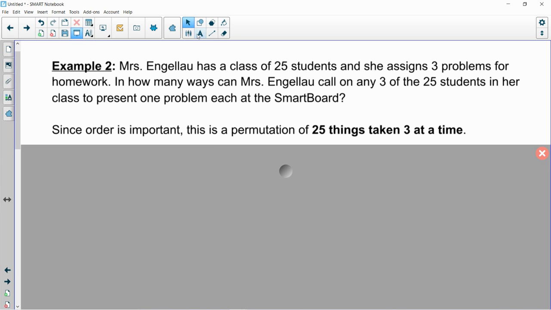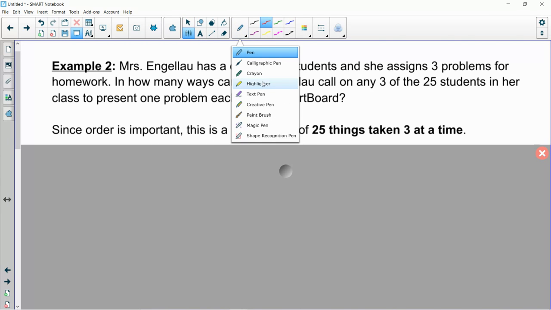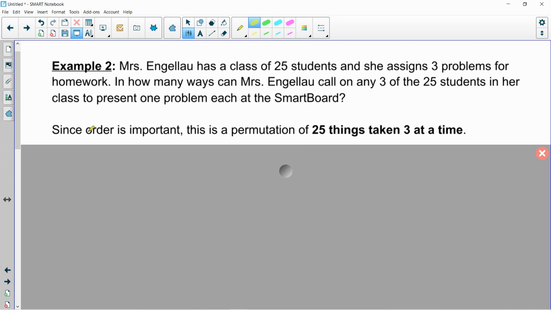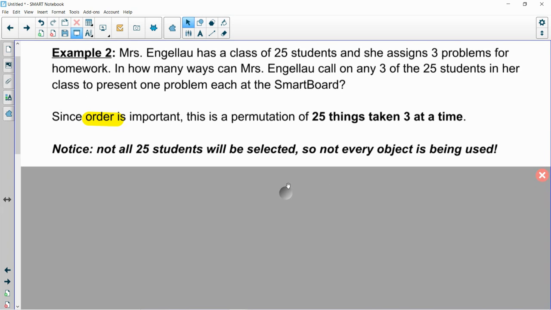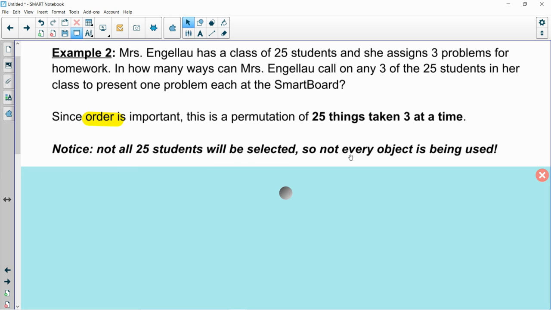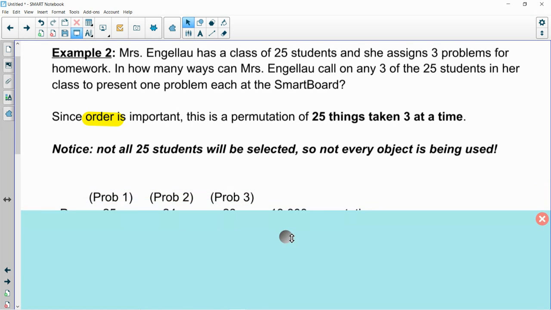So of course, what we see here, order certainly is important, right? Because if we have Joe, Sam, and Mary, having Joe do number 1, Sam number 2, and Mary number 3 is different from having Mary do number 1, Joe number 2, and Sam number 3. So order is certainly important here. And we're going to use permutations of 25 things, that's our total, taken 3 at a time. Again, I'm pointing out here that not all 25 are selected, so not every object is being used.